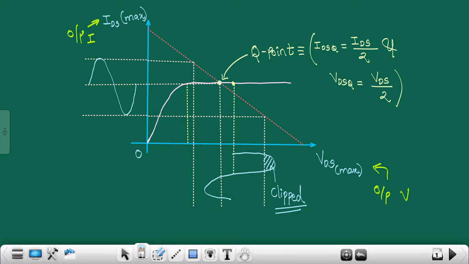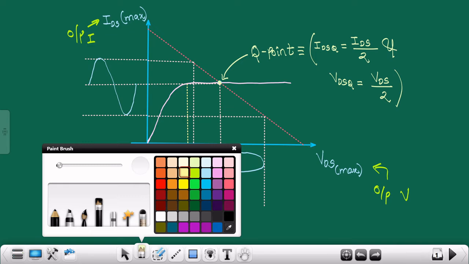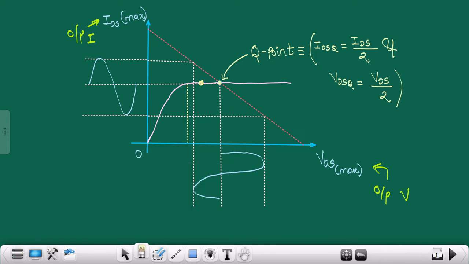I'll erase all of these things once again, and then we'll also draw the second conclusion by looking at this particular characteristic. Now let's suppose our Q point is going somewhere over here. Let me use yellow color, since we had used yellow color for the Q point. Due to this shifting of the Q point to the left side, the signal which you are getting at the output may also shift.